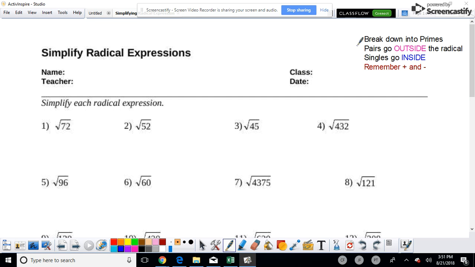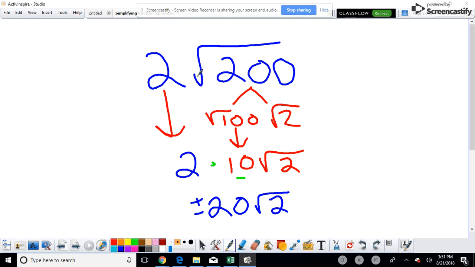So to go over it again, make sure you follow these steps: break them down into primes, put the pairs outside. That's super important. Pairs go outside, singles go inside. And remember your plus and minus because they have two solutions. If there is a number already outside, break down the radical like normal, and whatever number is outside, multiply it by any other number that you put outside. So my math puts a 10 outside. So the 2 that's already there, I'm going to multiply it, and there's my solution.